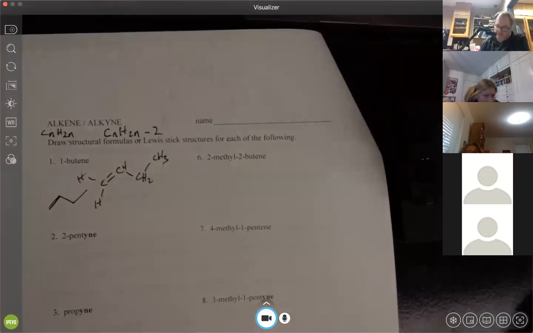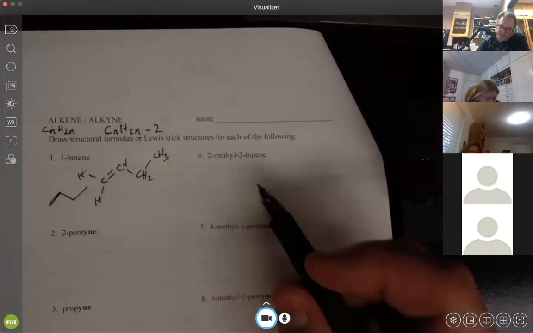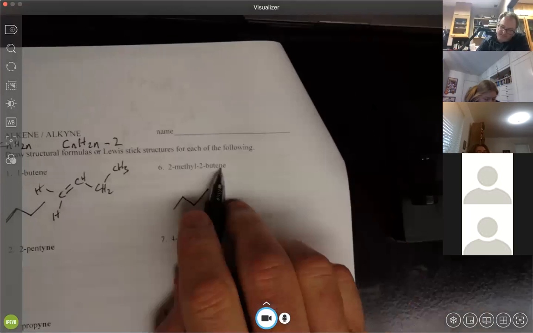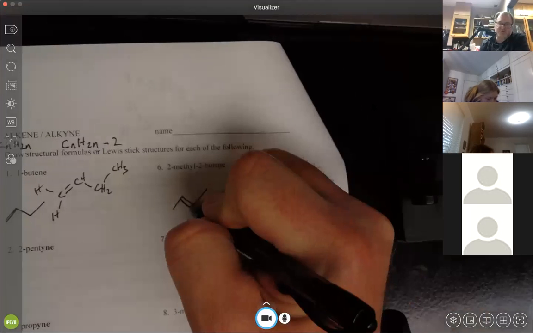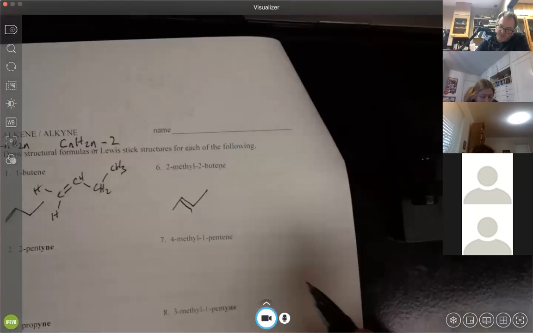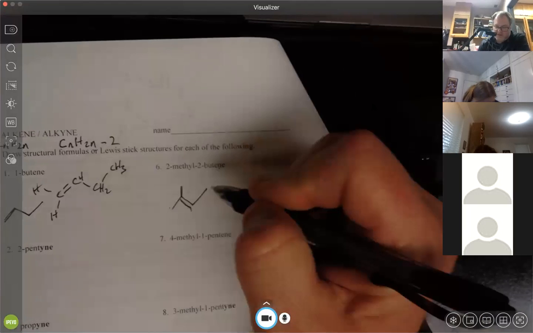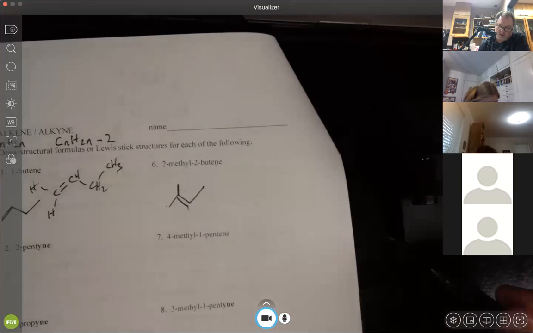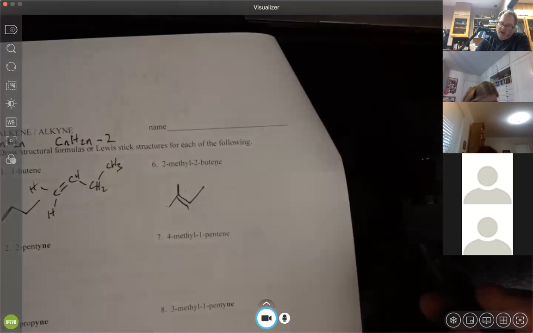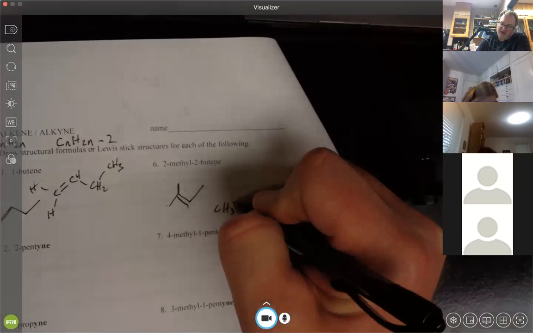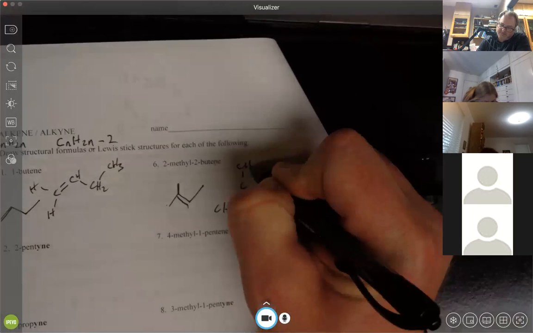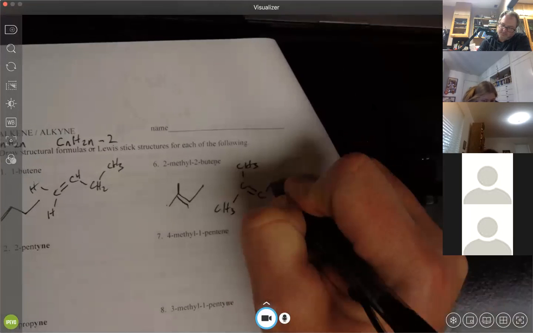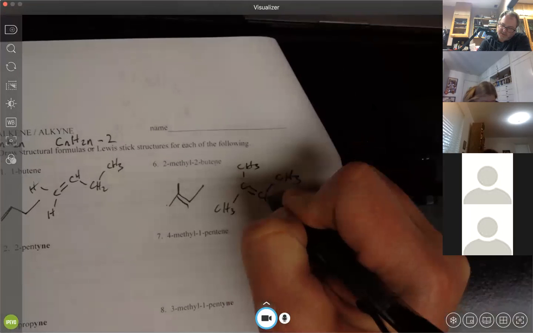So there we go. 2-methyl-2-butene. 1, 2, 3, 4. It's between the 2 and 3. So there's my double bond. 1, 2. Right there is my methyl group. CH3, CH3, CH3, CH.